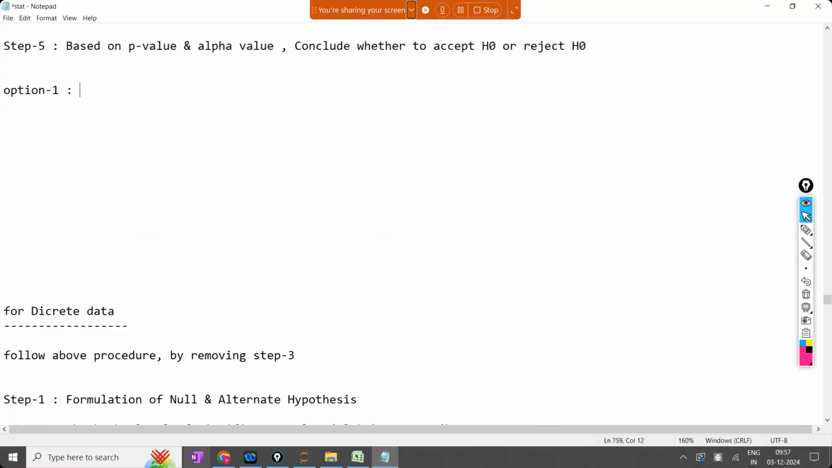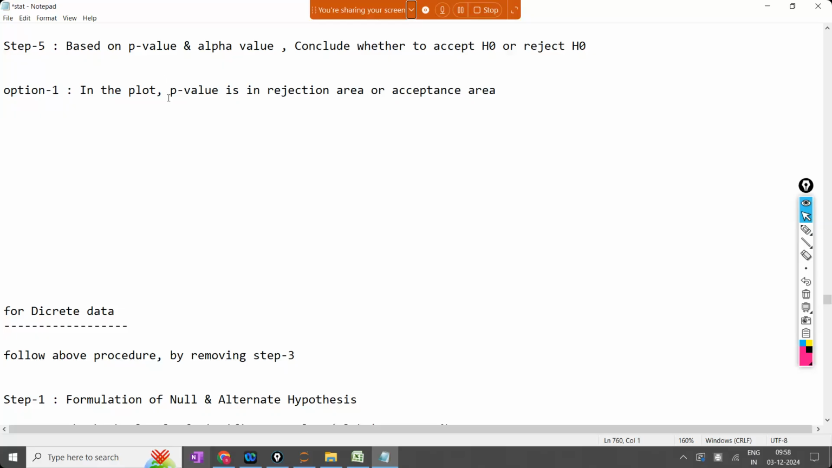Option number 1, go to the plot. In the plot you observe whether the p-value is in the rejection area or the acceptance area. Based on this, you can conclude. If the p-value is in the rejection area, reject the null hypothesis. If the p-value is in the acceptance area, accept the null hypothesis.